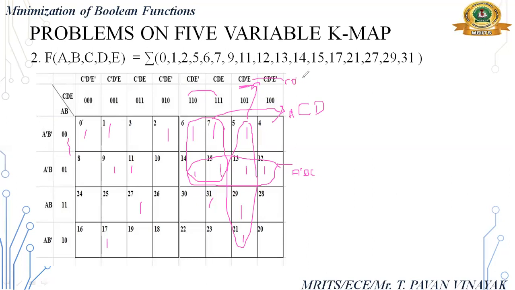Okay, three terms. And next, have you observed 9, 11, 13, 15 is the reflection part. So the reflection part I am taking with green color. See, 9, 11, 13, 15. This is the reflection part, so this is considered as a single quad. The common term is what? A bar B.